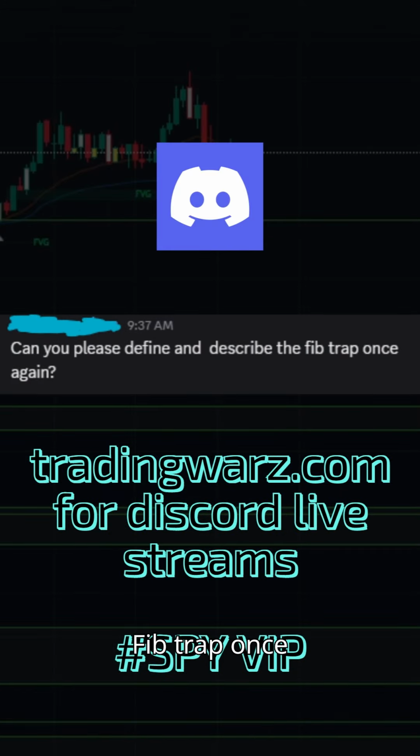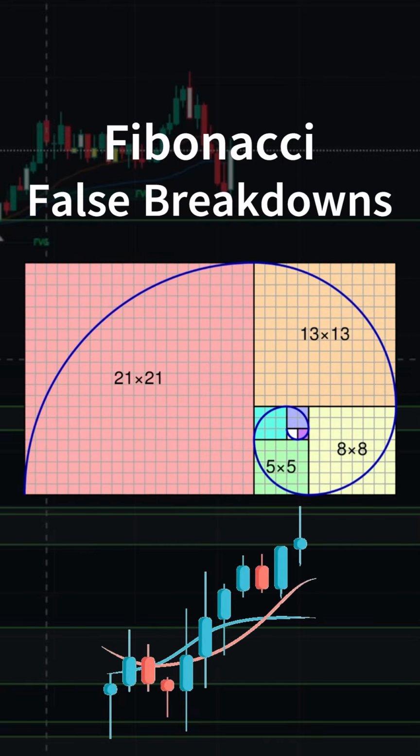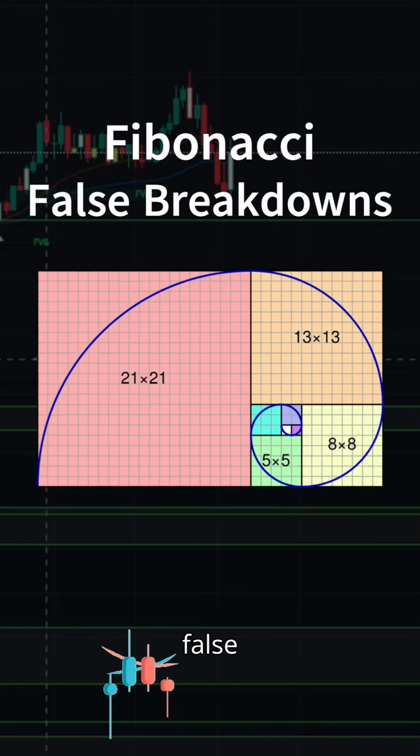Can you please define and describe the Fib trap once again? Yep, no worries. So the Fibonacci trap is meshing together Fibonacci and false breakdown.